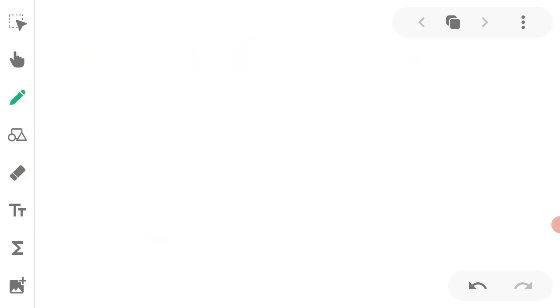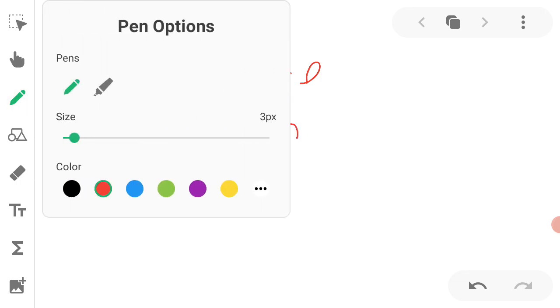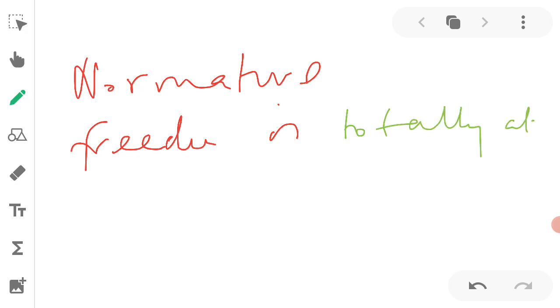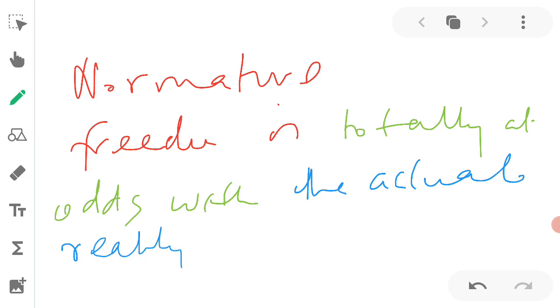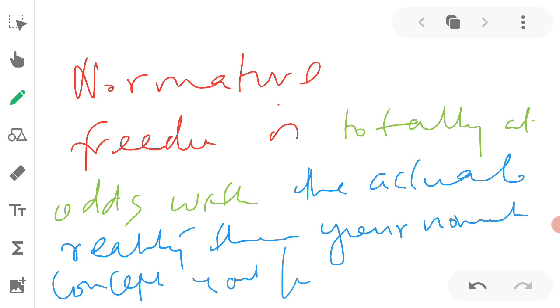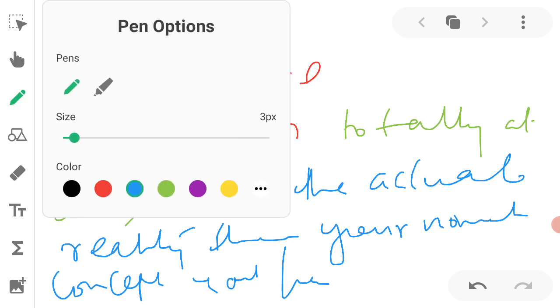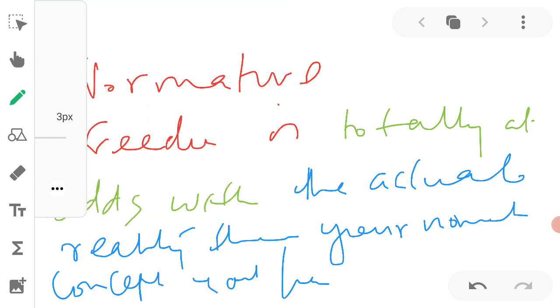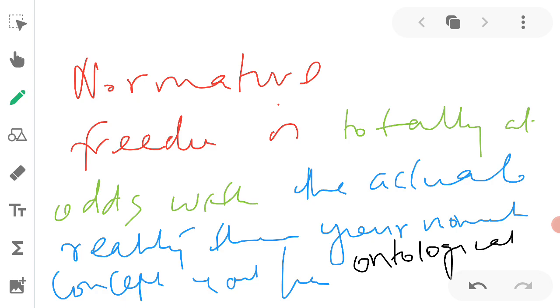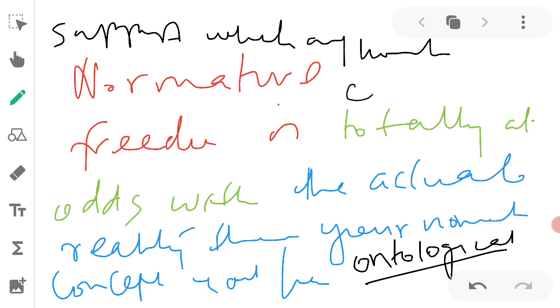Because if your conception of normative freedom is totally at odds with the actual reality, then your normative concept won't have the ontological support which any normative conception needs.